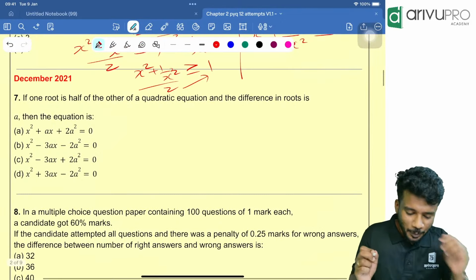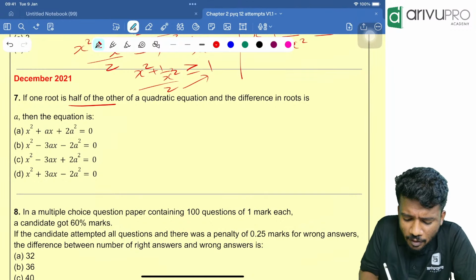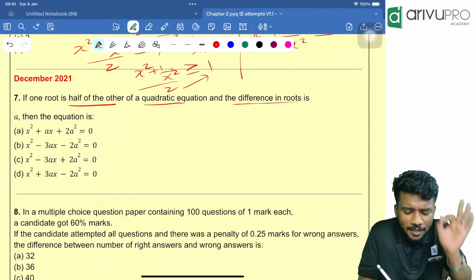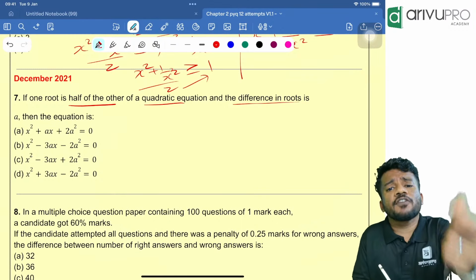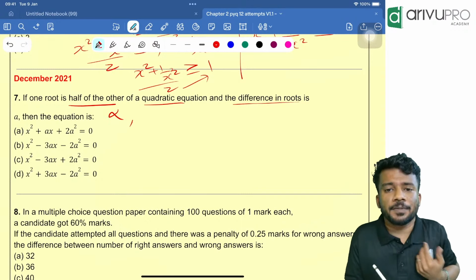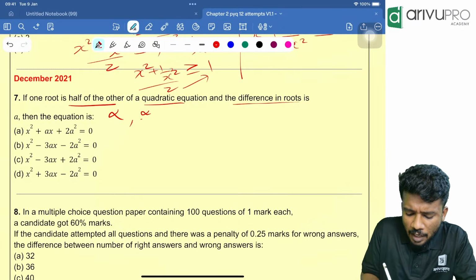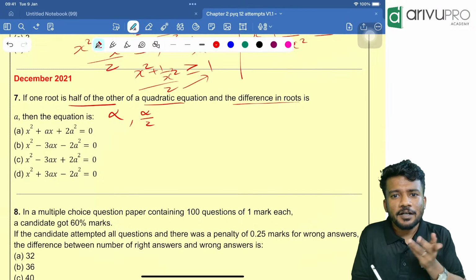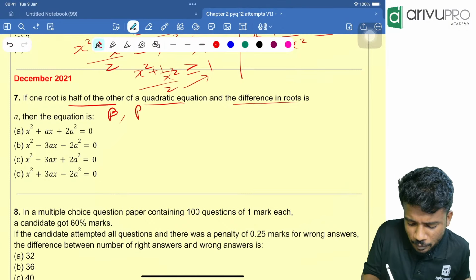Yes. Now December 2021. People, if one root is half of the other of a quadratic equation, then the difference in roots is a. The equation is what? What is the question? People, one root is half of the other. If one root is alpha, the second root will be what? You tell me, please in the comments. Can I say the other root is half of alpha, alpha by 2? Is that correct? If one root is alpha, the other root will be alpha by 2.